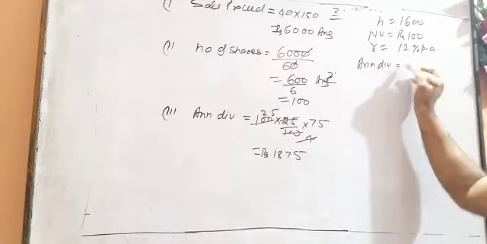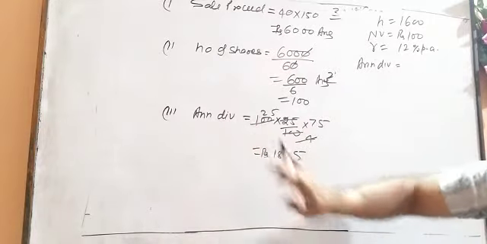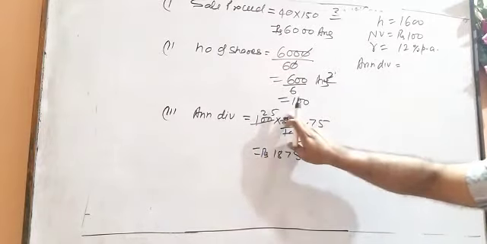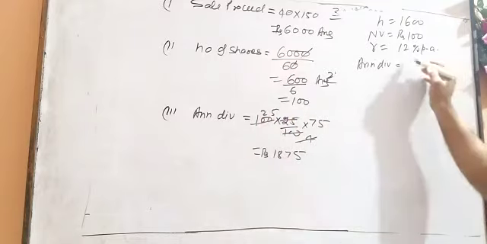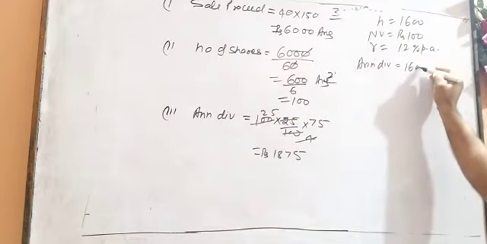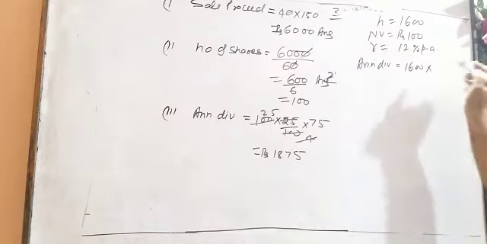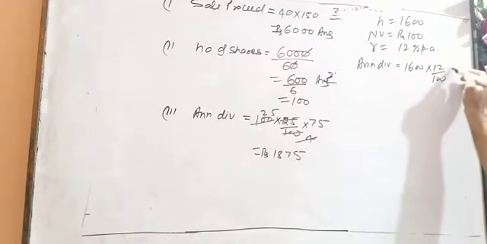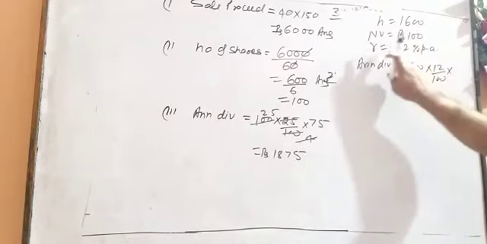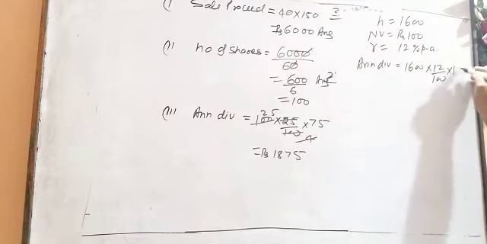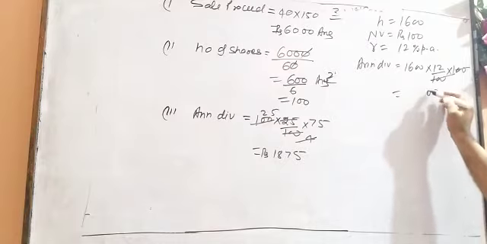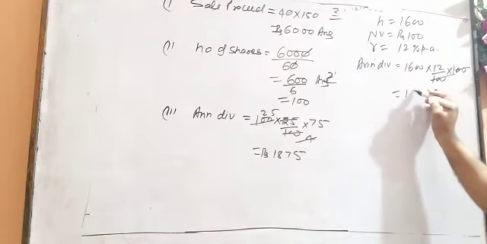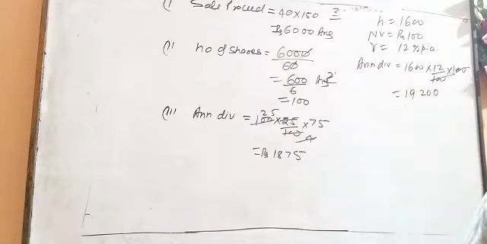Annual dividend: the formula is written here. Number of shares, rate of dividend, nominal value upon 100. Number of shares 1,600, rate of dividend 12%, nominal value 100. So we get 19,200 rupees.